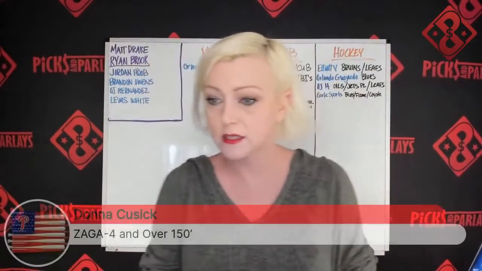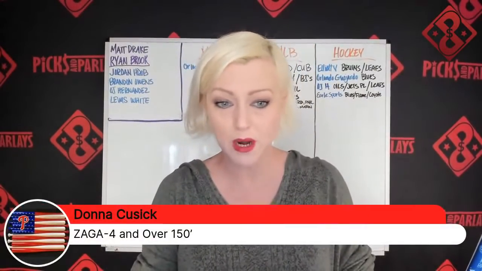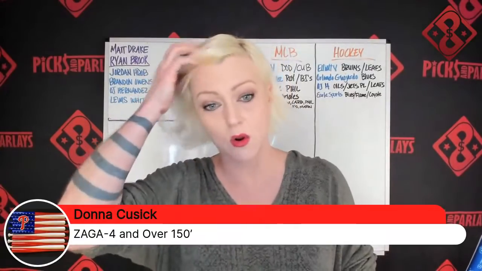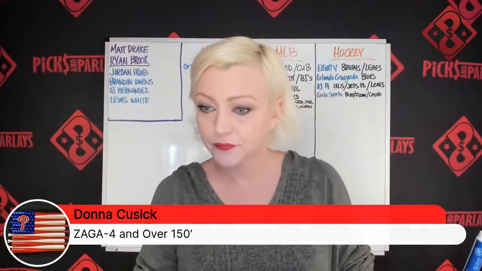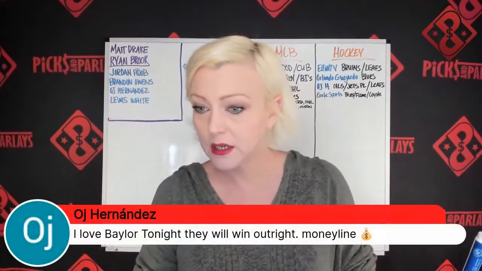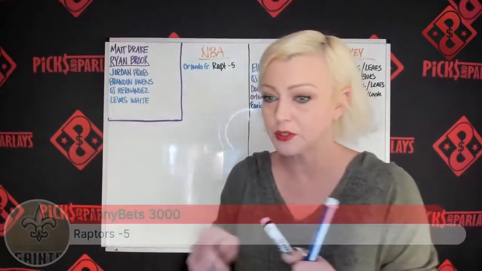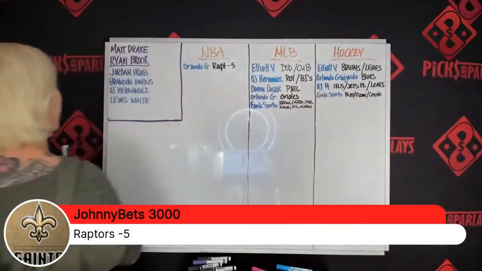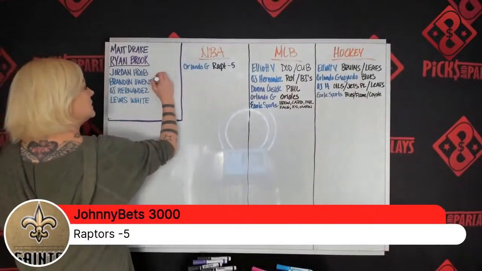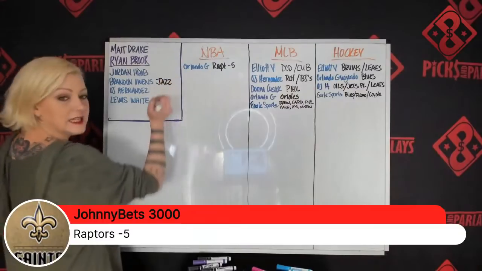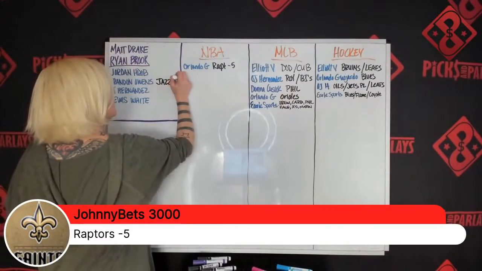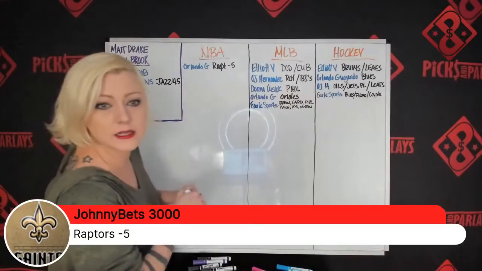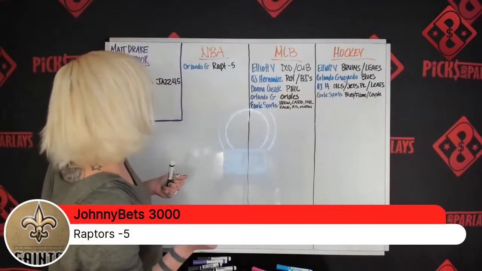Donna's loving Zags over 4, or Zags -4 over 150. I like this to go over also. I hope they do win. Johnny Betts is rolling with those Raptors. Brandon Owens is taking the Jazz. The Yaz. Yaz Flutes -4.5. And then Cy.